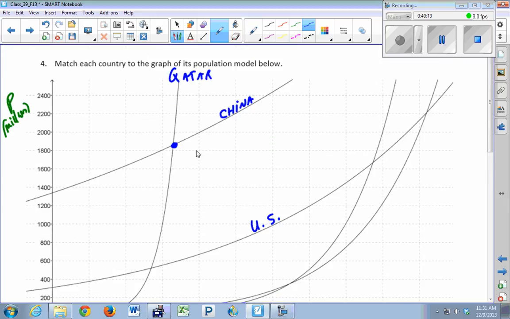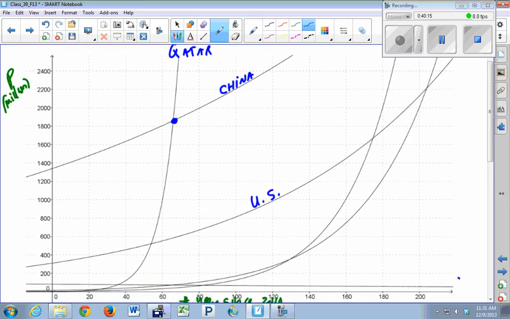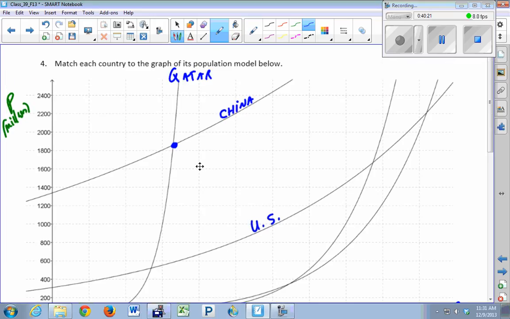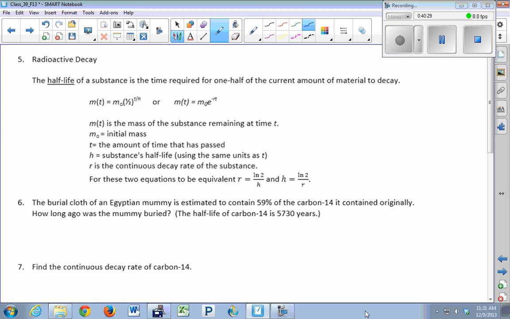Okay, and then where else did we go here? Well, here's Germany. It's the only one that's declining. Germany's right here. And then we have Liberia and Guatemala. Okay. All right, so let's take a look at decay.